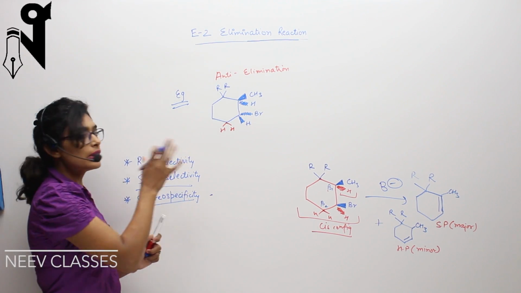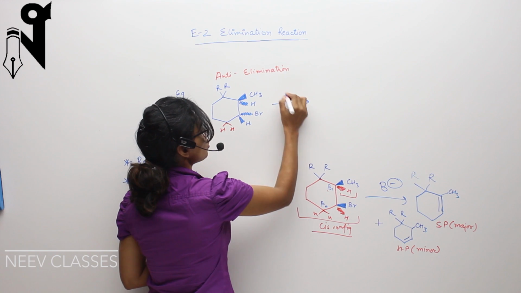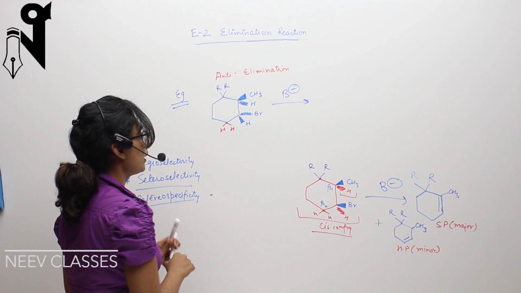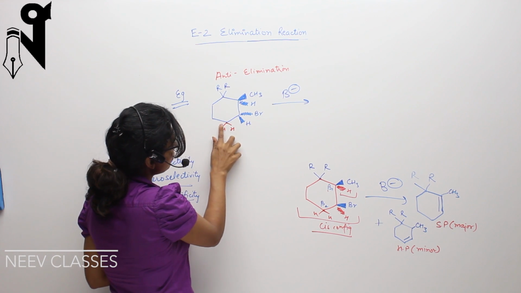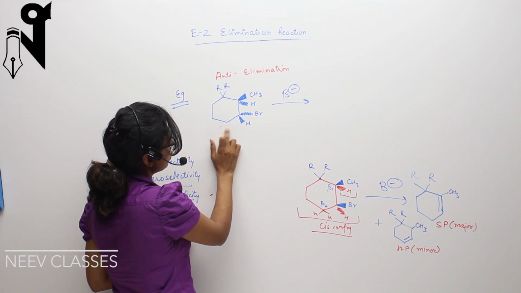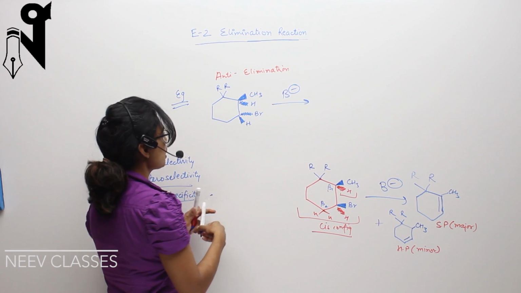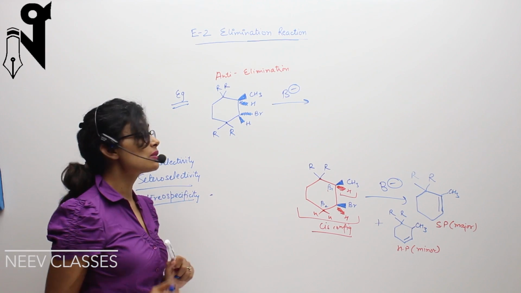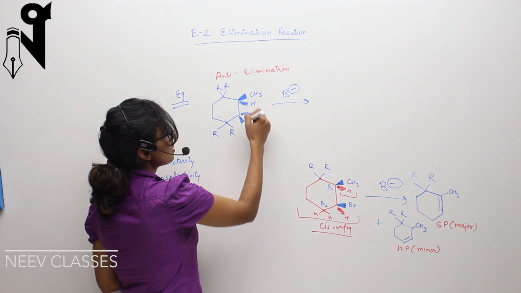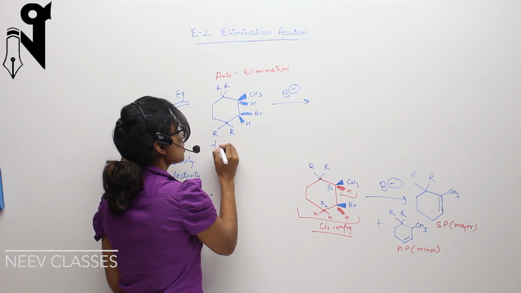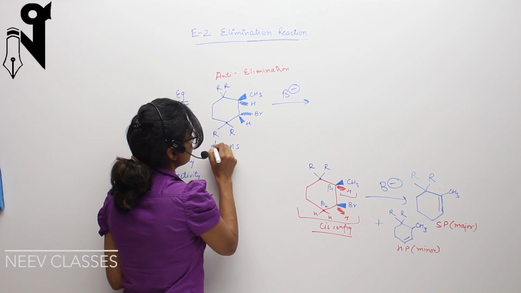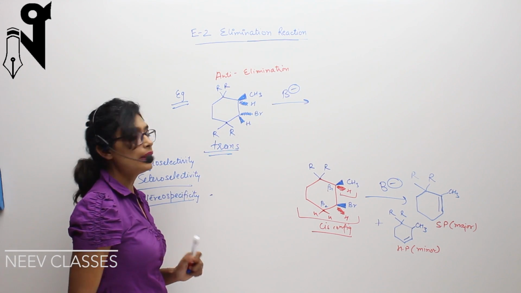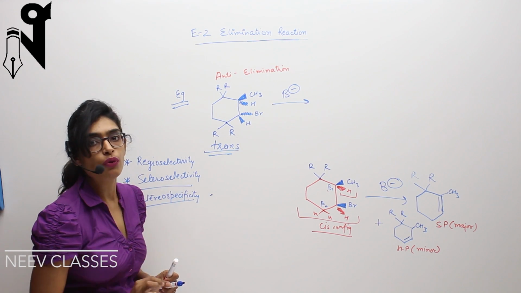Okay, now assume this is the setup and now my base has to attack. Or let's do one thing, I'll just remove this hydrogen also, and let's make it more alkylated over here. Let's make it R, R over here to understand this more properly. So now this configuration is what type of configuration? This is trans. This cyclic ring is now trans, right? Now see whether the base will be able to remove hydrogen or not.